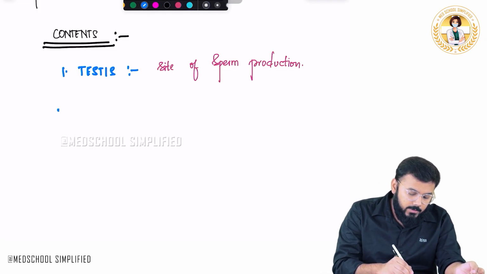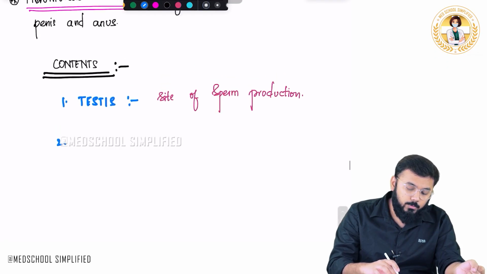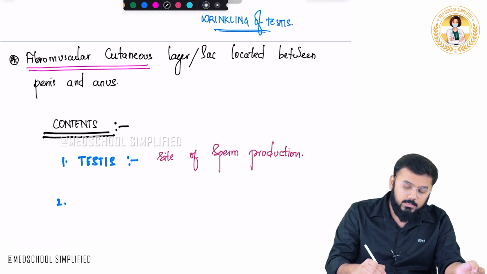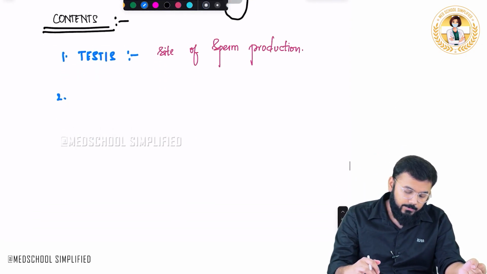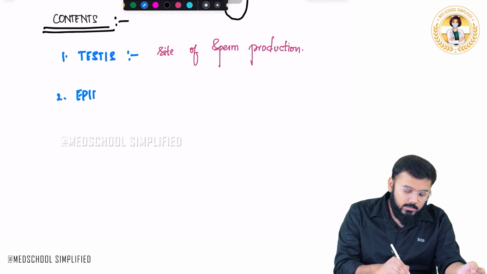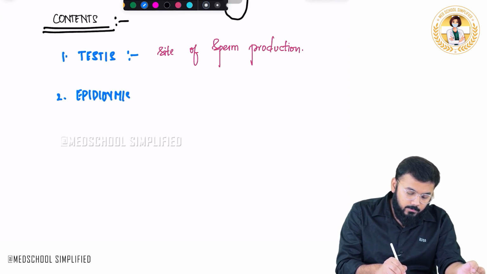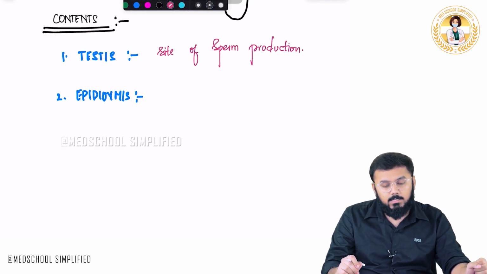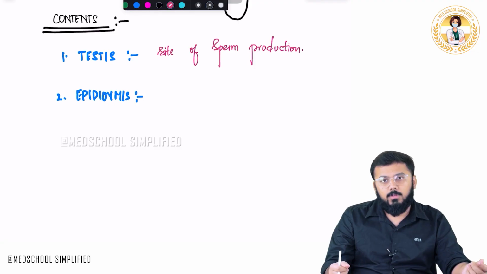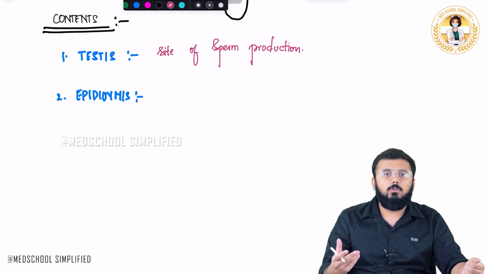Now, the second important thing is on the superior side of the testis. For example, if this is the testis, on the top of the testis you have got this particular structure. This is called the epididymis. Where is this epididymis located? It is located at the head of each testicle. And what is the use of this epididymis? It is responsible for the storage as well as the reservoir of the sperms.